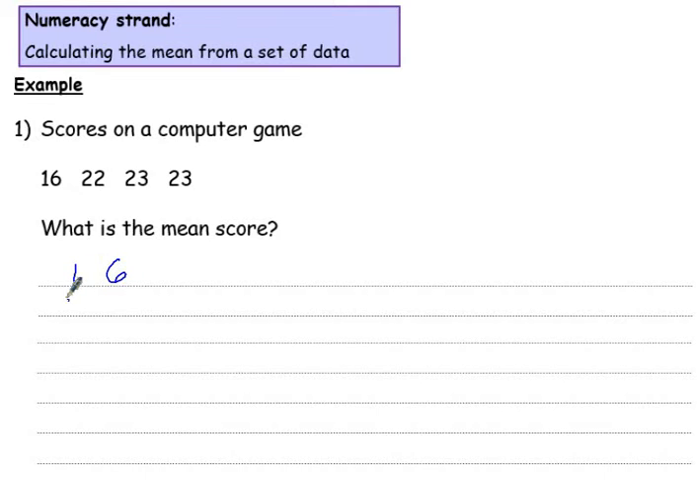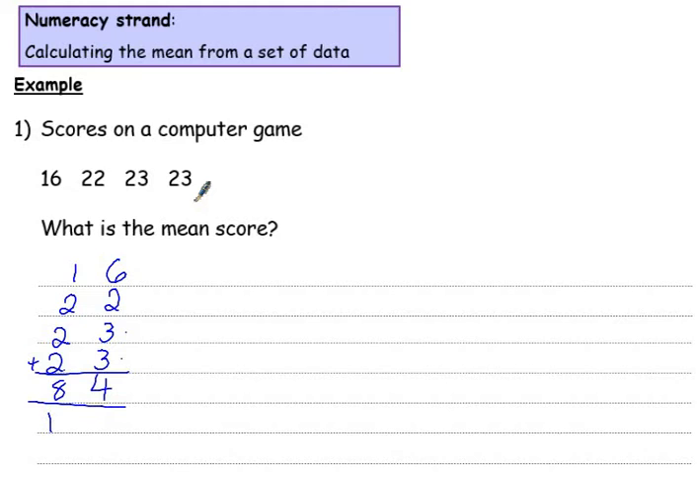So we have 16, 22, 23, 23. Six add 2 is 8, add 3 is 11, add 3 is 14. 4, carry the 1. 1 add 2 is 3, add 2 is 5, add 2 is 7, and add 1 is 8. So we've worked out that all four of these numbers add up to 84.